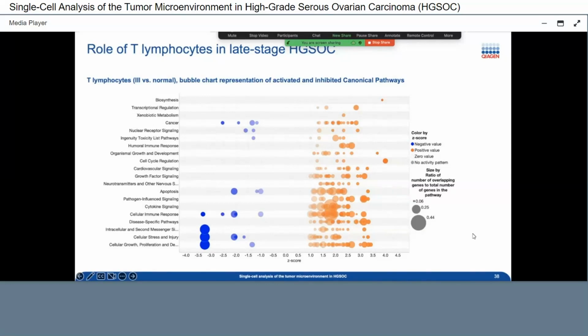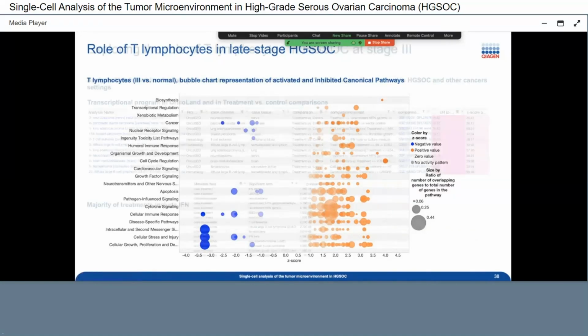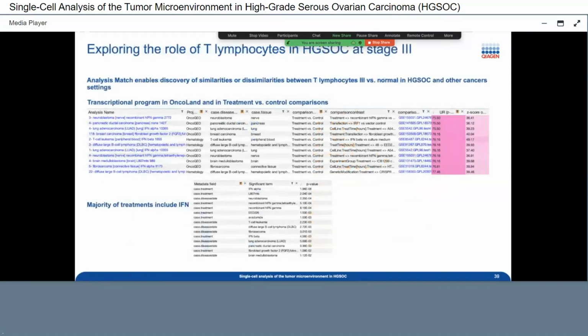So the bubble chart will give you a very quick glance also of what's going on in your data set. Obviously, you can click on any of these bubbles and find out what the pathway is. You have a report if you don't know what that pathway is talking about, what the genes are, and so on. But let's go to the match.